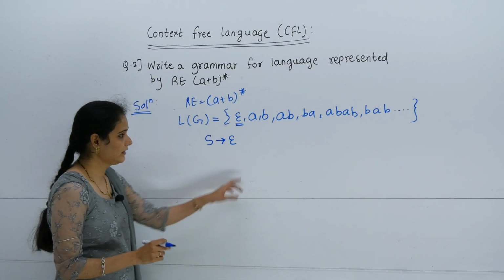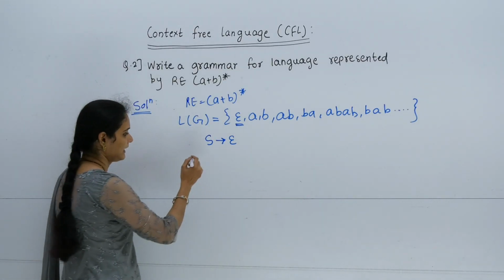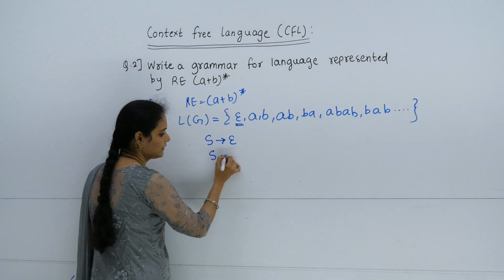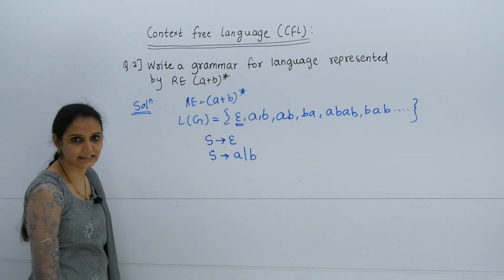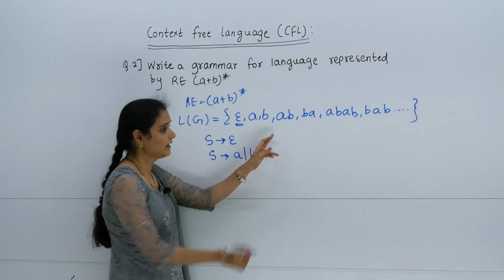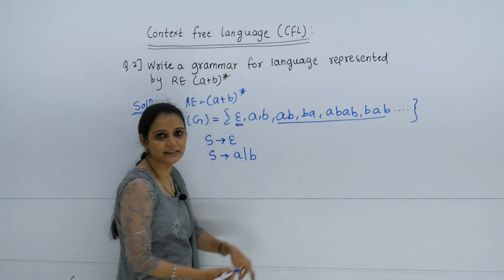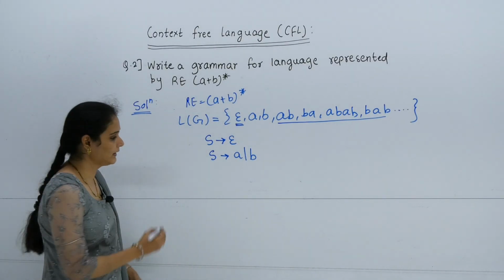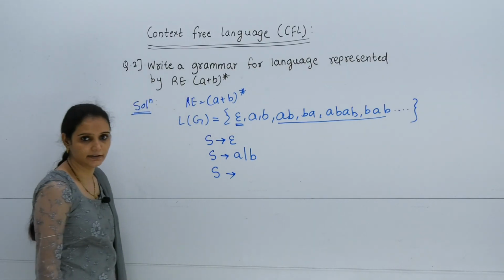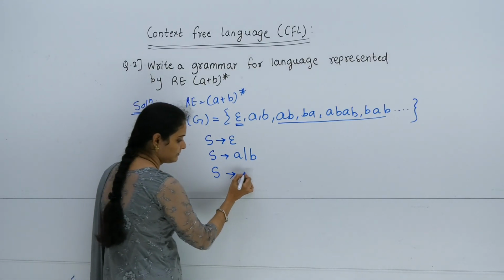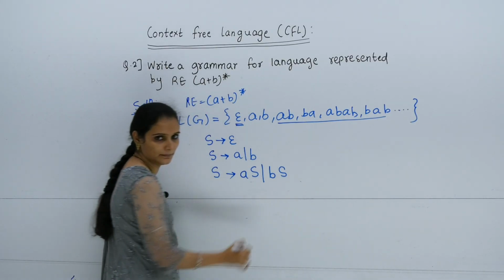Then here we can observe that a single a and a single b are also accepted. So for that, S produces a or b, suppose that is my second production rule. Then any combination of a's and b's will be accepted. For any combination of a's and b's, I can write S produces aS or S produces bS.